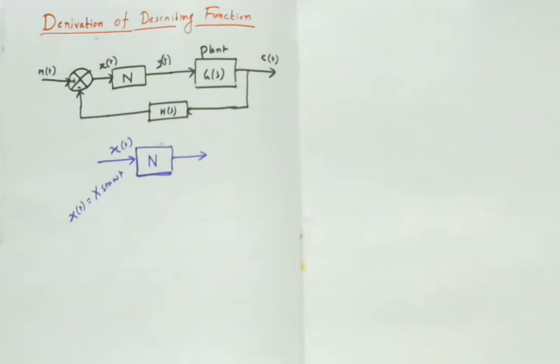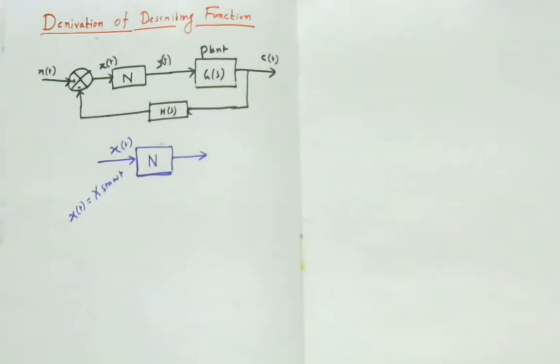Now, the shape of the output waveform of the nonlinearity depends on the type of the nonlinearity. If it is a saturation type of nonlinearity, the output waveform may be of a different shape. If it is a dead zone nonlinearity, the output waveform is of a different shape. If it is on-off with dead zone nonlinearity, or a backlash nonlinearity, the output waveform is again of a different shape. So it depends on the type of nonlinearity. But if you apply a sinusoidal input, the output shape may be different, but it must be periodical.